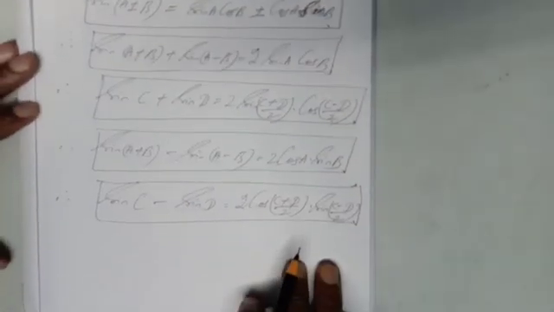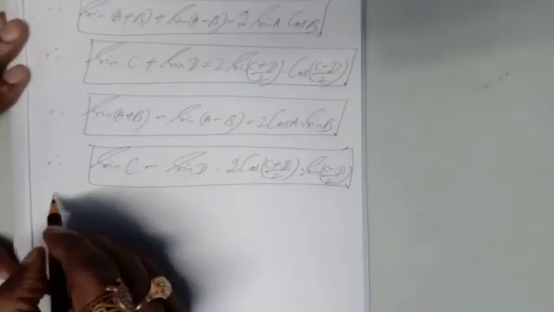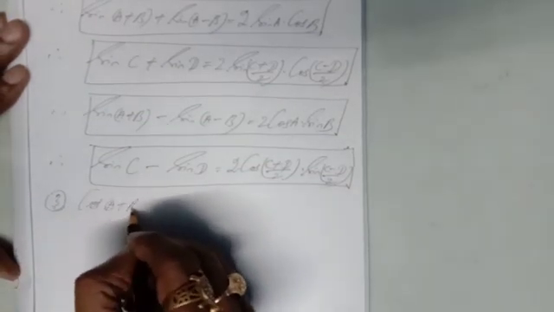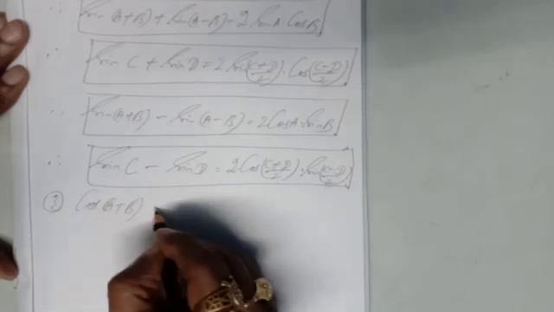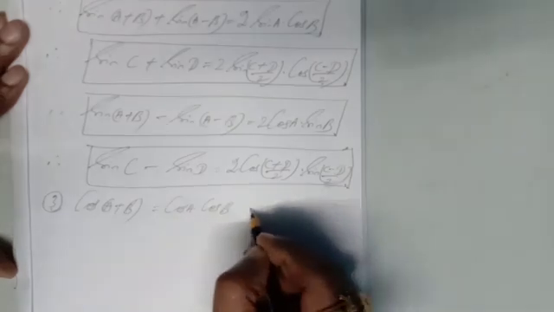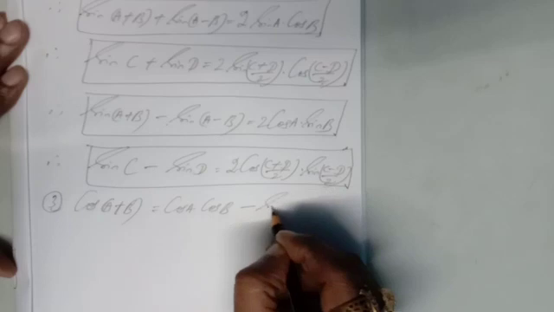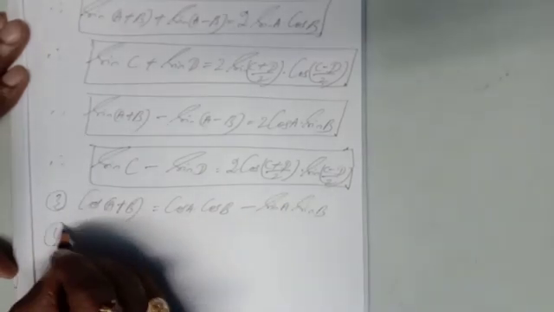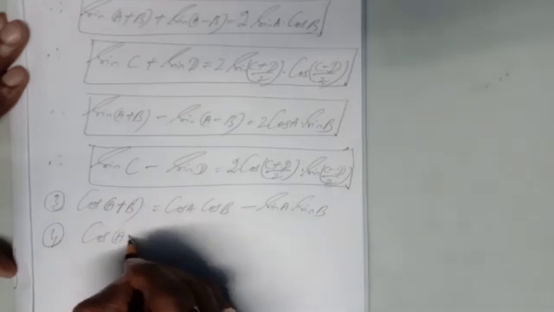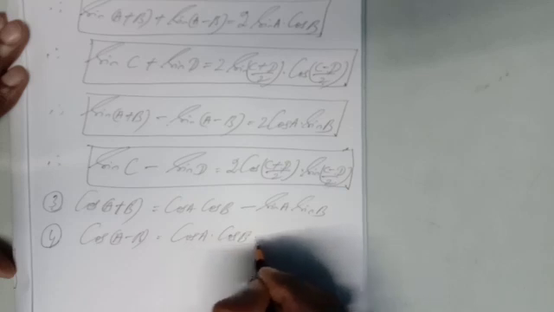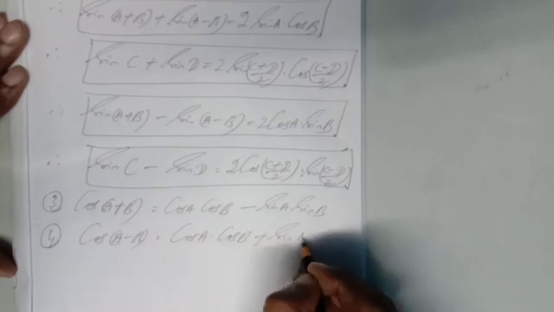Next I am going to write number 3, that is cos a plus b. These are all compound angle formulas. The cos a plus b formula is cos a cos b. If it is plus, then this will be minus: cos a cos b minus sin a into sin b. Same process. If it is cos a minus b, then this will be cos a cos b plus sin a sin b.